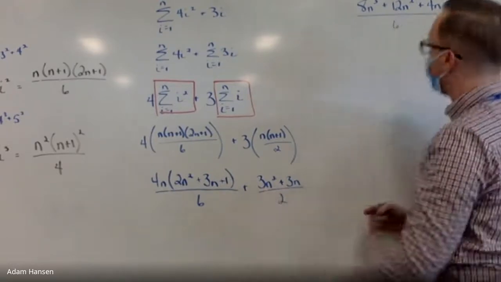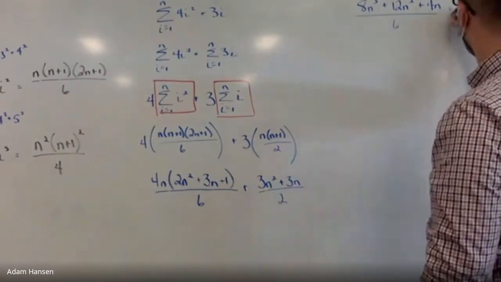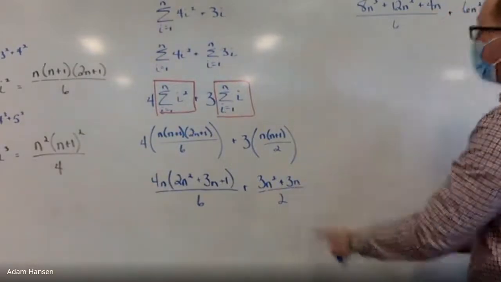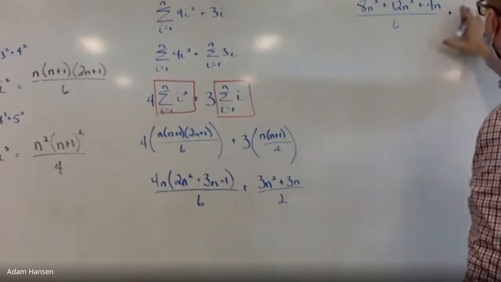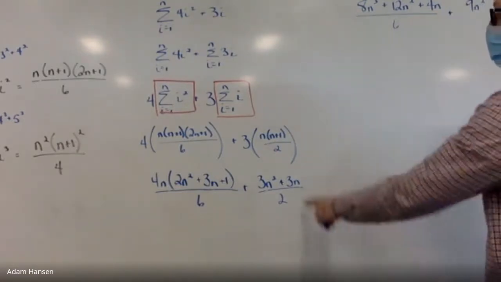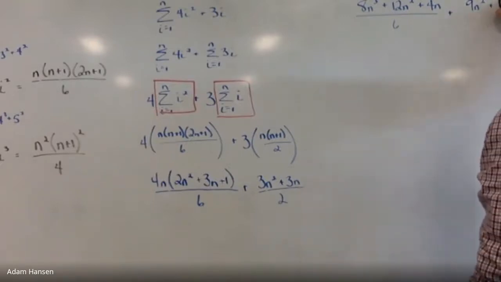So take the top and triple it, take the bottom and triple it. 3 times 3n squared is... wait, no, I'm sorry, 9n squared. I've got to triple it. 9n squared plus 9n over 6.